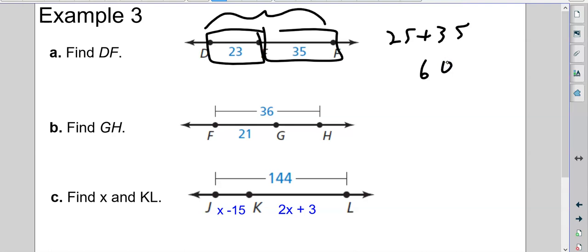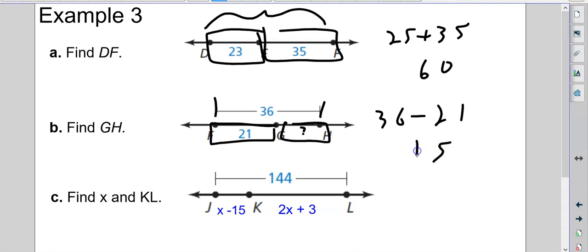Now, we're talking about addition, subtraction also applies. If GH is the whole thing and FG is this piece, we're trying to find this piece right here. Well, that's going to be 36 minus 21. 6 minus 1 is 5. 3 minus 2 is 1. That means this piece is 15. And you can double check it. 21 plus 15 does equal 36.